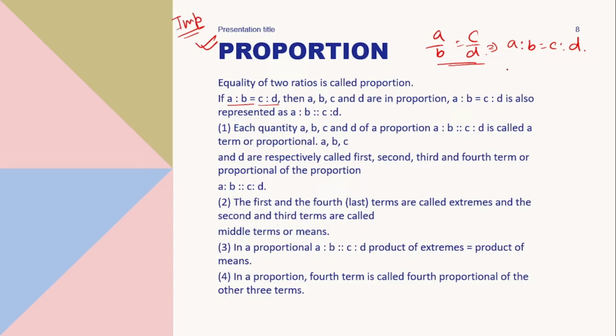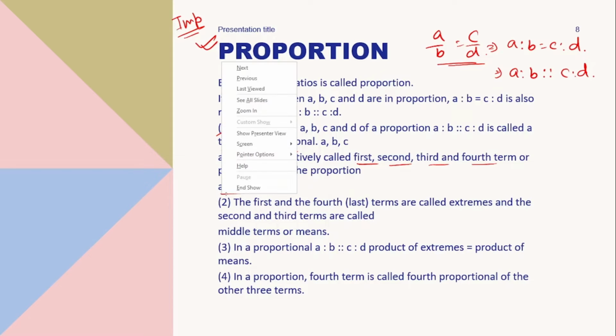I can write it as a is to b whole is to c is to d. Okay, let's see the first. It is said that each quantity a, b, c and d of a proportion a is to b whole is to c is to d is called the terms of proportion, where a, b, c and d are respectively called the first, second, third and fourth term, or the proportional of the proportionality a is to b whole is to c is to d.